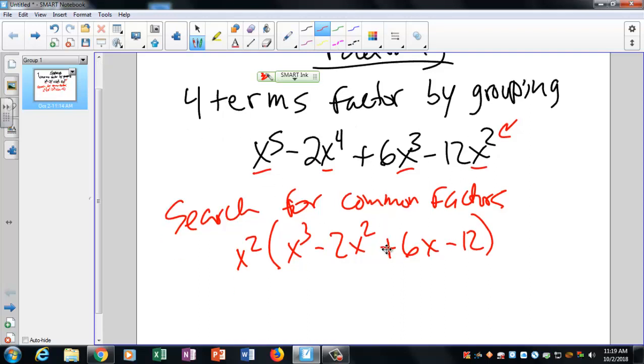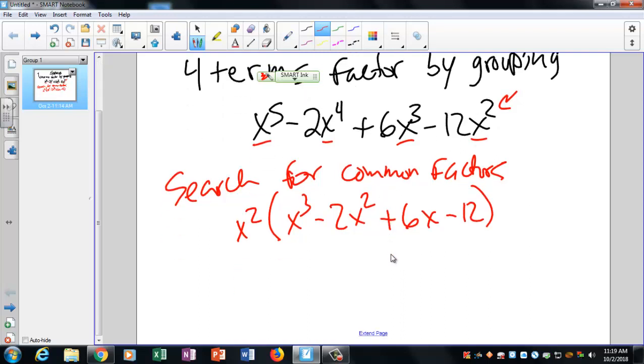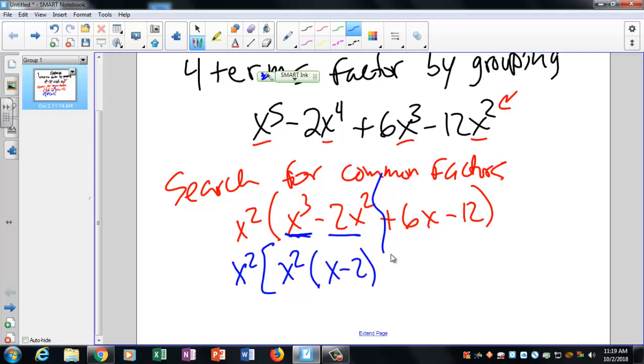Now, once you get to that point, you cannot be satisfied there. Once you get to that point, you have to group these together. So you're going to have x squared on the outside, and then in this piece, you're going to factor these 2 pieces. What's common to those is x squared, and you'll have x minus 2 left. What's common here is 6, and you'll have x minus 2 left.